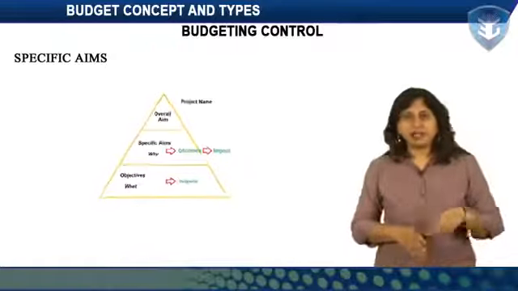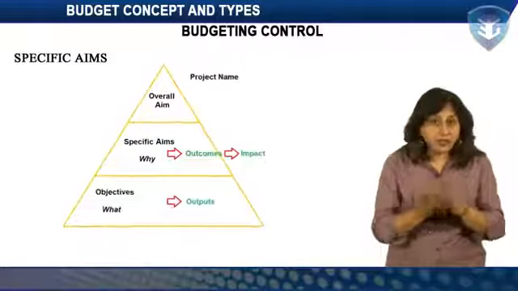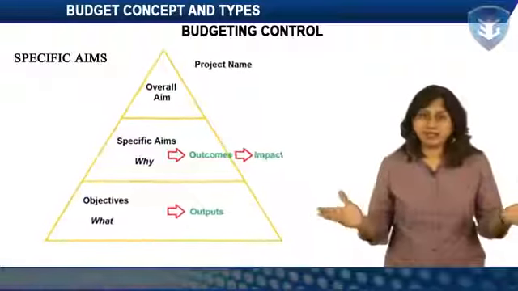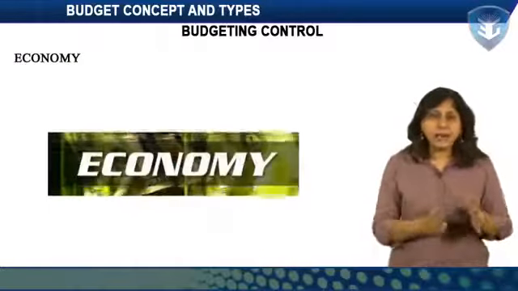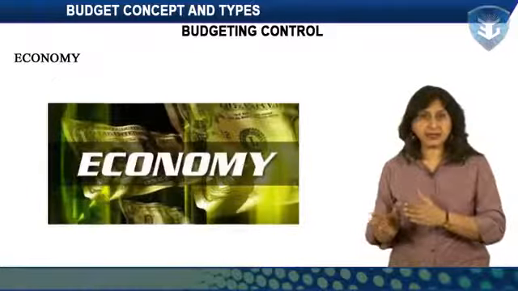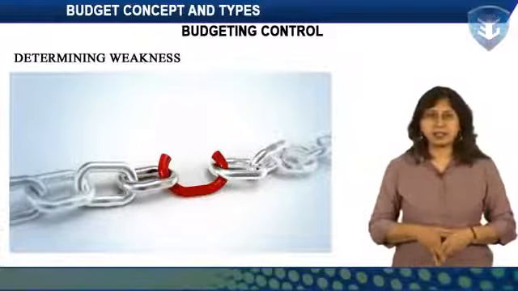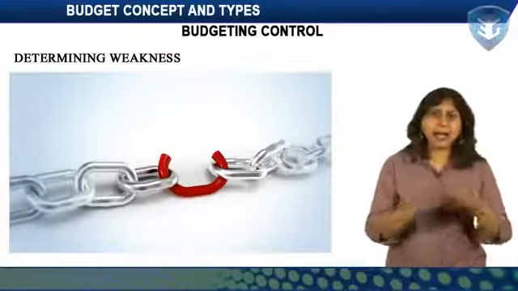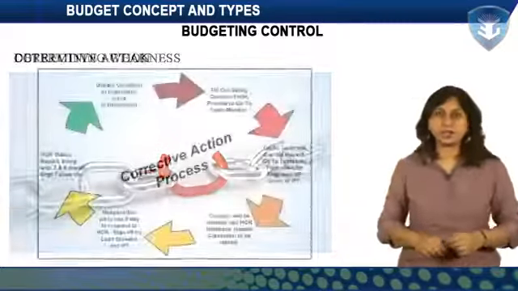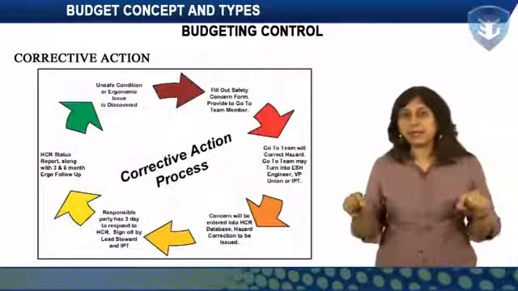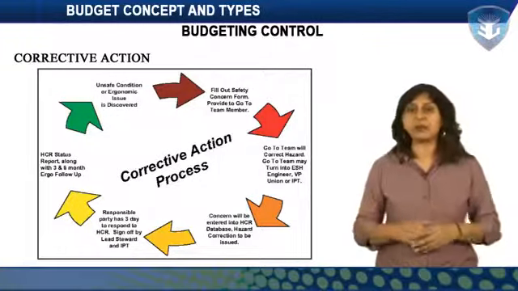Specific aims. The efforts are directed towards achieving some specific aims. If there is no definite aim, then the efforts will be wasted in pursuing different aims. Economy. The planning of expenditure will be systematic and there will be economy in spending. Determining weakness. The deviations between budgeted and actual performance will enable the determination of weak spots. Corrective action. The management will be able to take corrective measures whenever there is a discrepancy in performance.